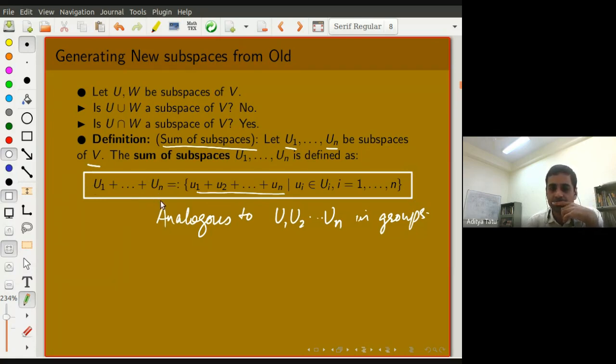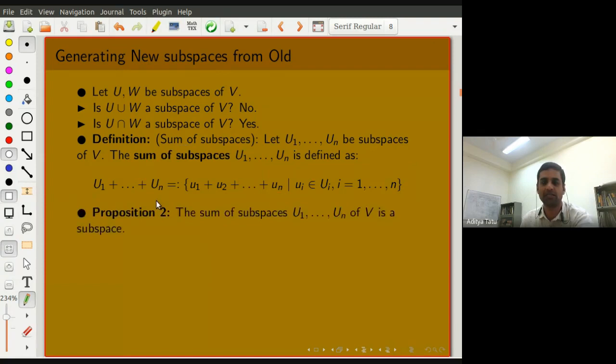Is it clear? Any doubts with the definition? Okay, so in that case, what remains to show is that the sum of these n subspaces, which is defined above, must also be a subspace of the vector space V. All right. How do you show this?